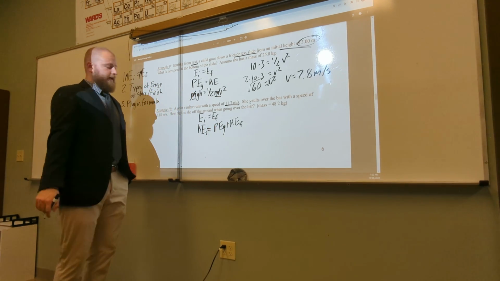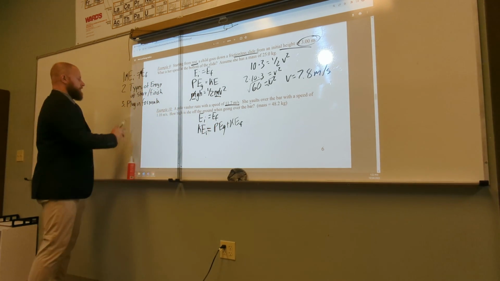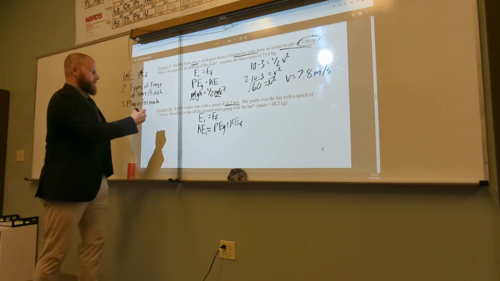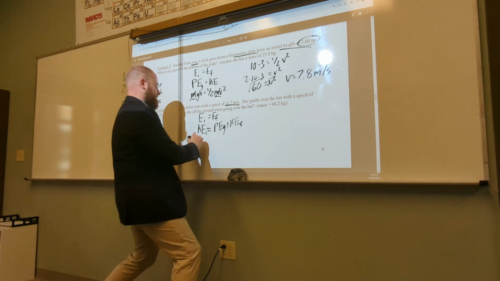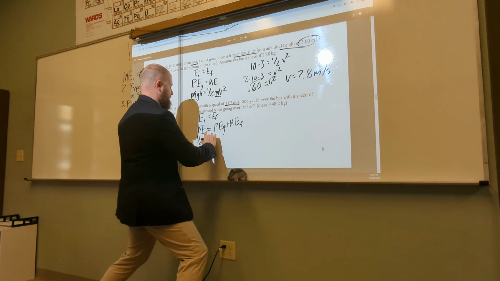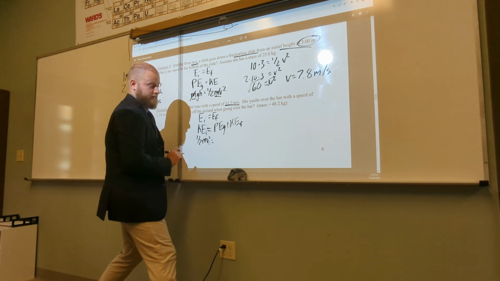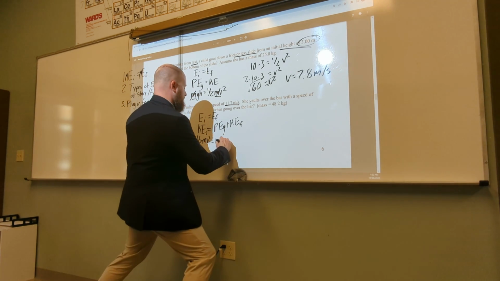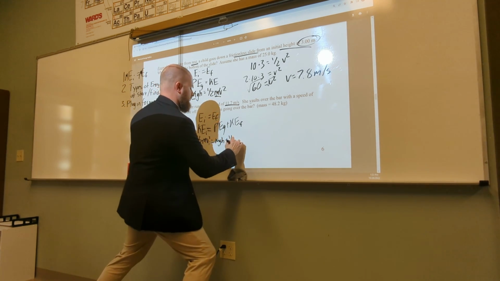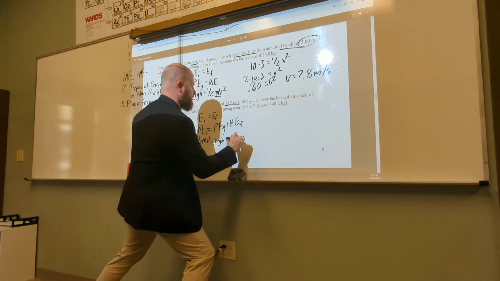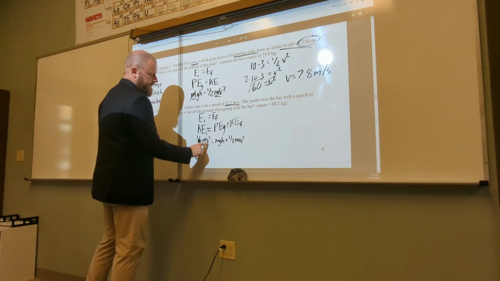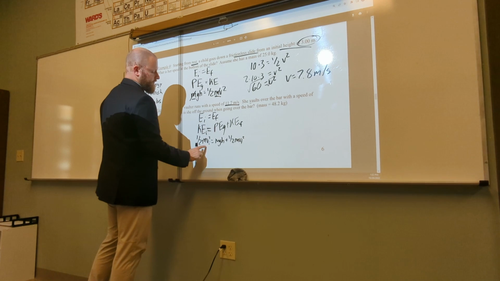Let's go ahead and do my third step: plug in my formulas. I have 1/2 mv squared, that's my VI, equals mgh plus 1/2 mvf squared. These are different values.